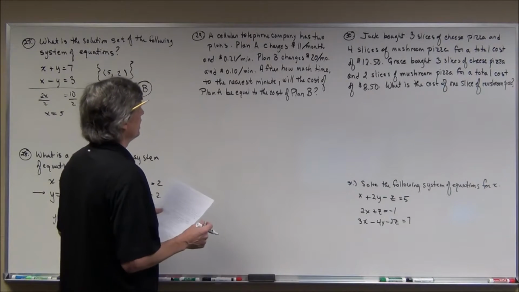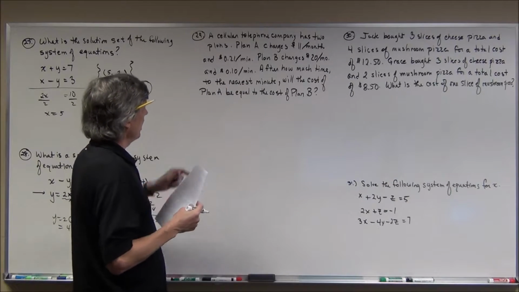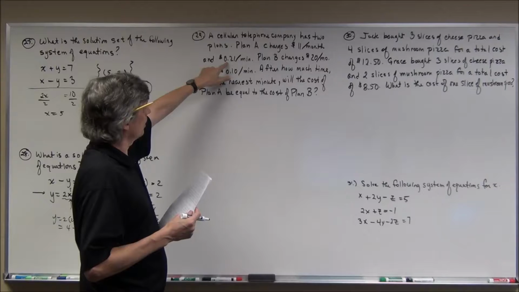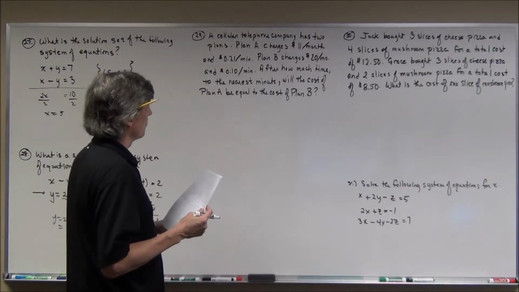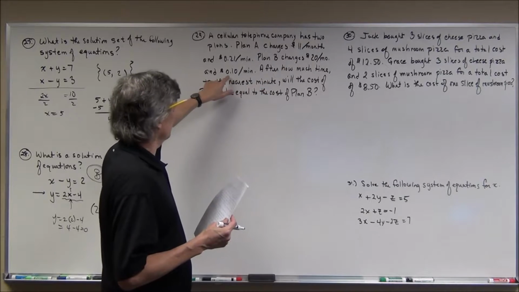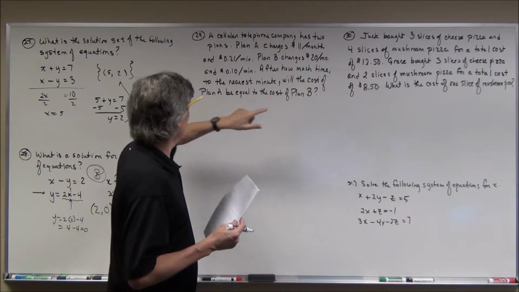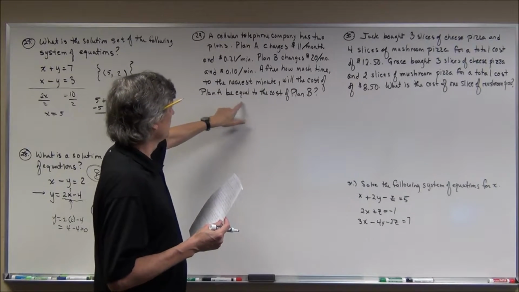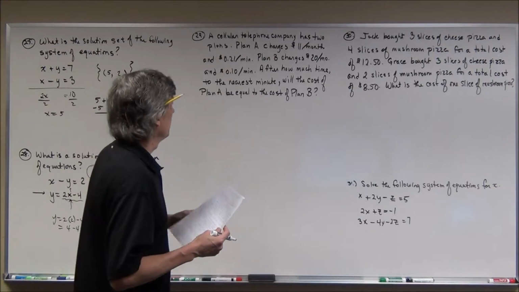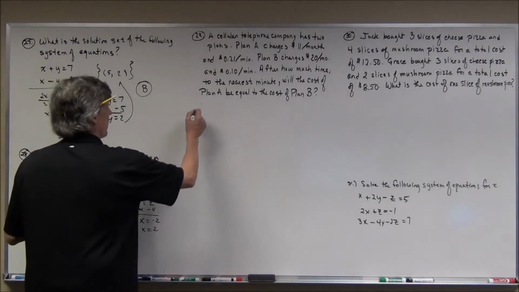Plan A charges $11 a month for the plan, and then 21 cents a minute while you're on the phone. Plan B charges $20 a month. That's a lot more per month, but charges less per minute. It charges only 10 cents a minute. After how much time to the nearest minute will the cost of Plan A be equal to the cost of Plan B?